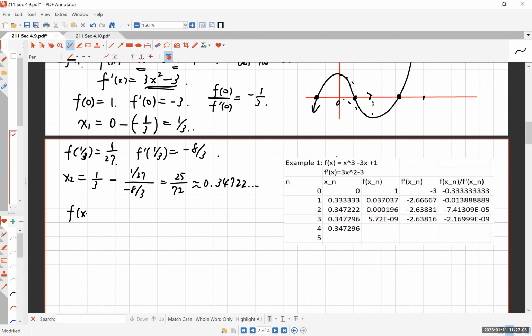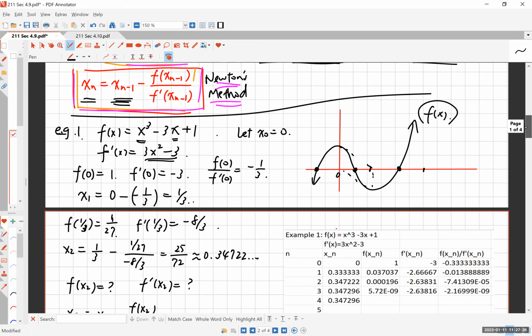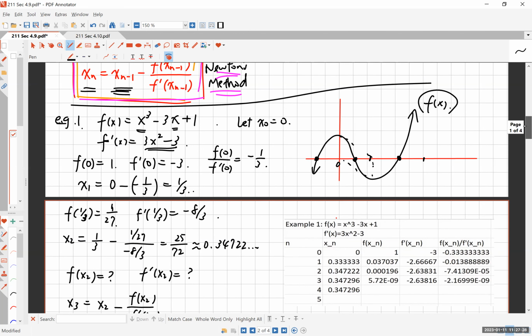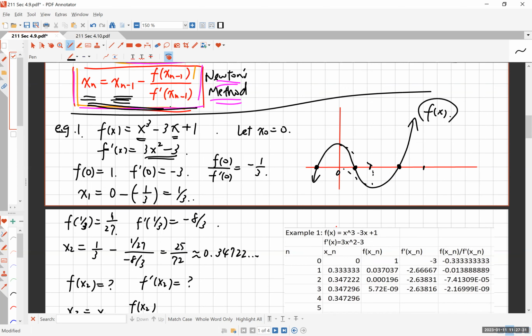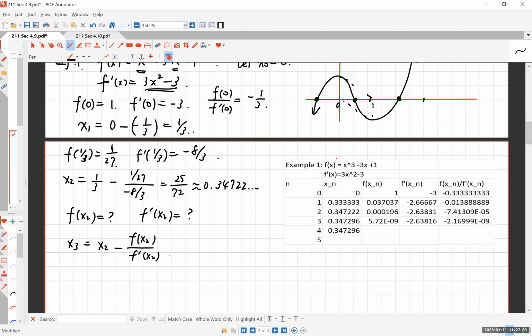Find f of x2 and f prime of x2, and then x3 will be x2 minus f of x2 divided by f prime of x2. By this time, you have a lot of fractions, or a lot of decimals. I hope you see that I'm still following this. x3 is equal to x2 minus the value of the function at x2 divided by the derivative at x2.